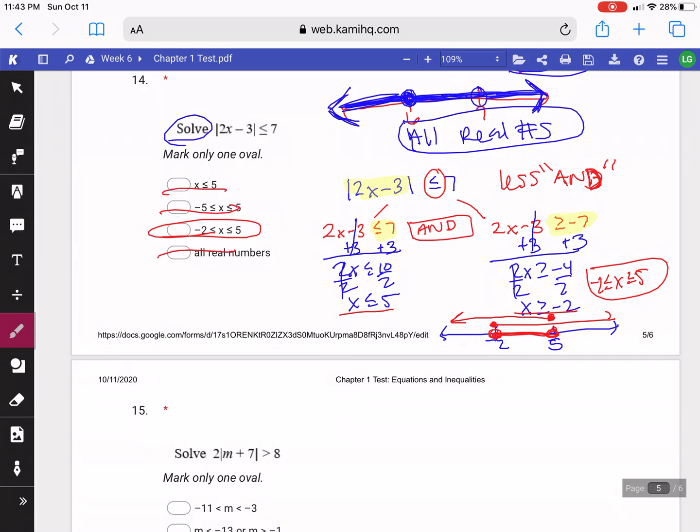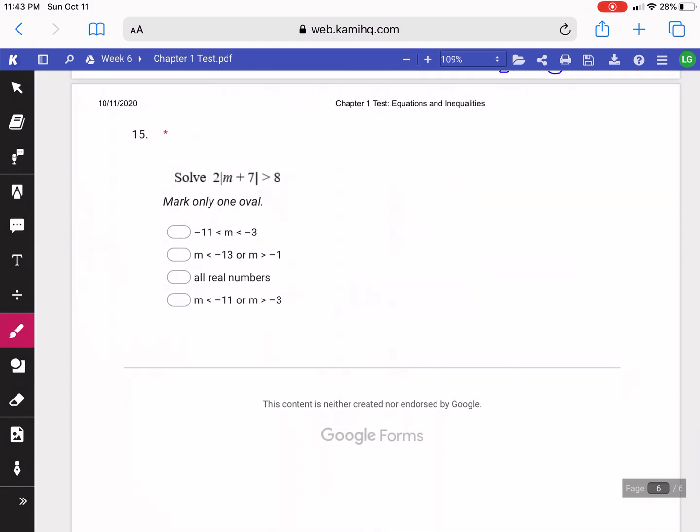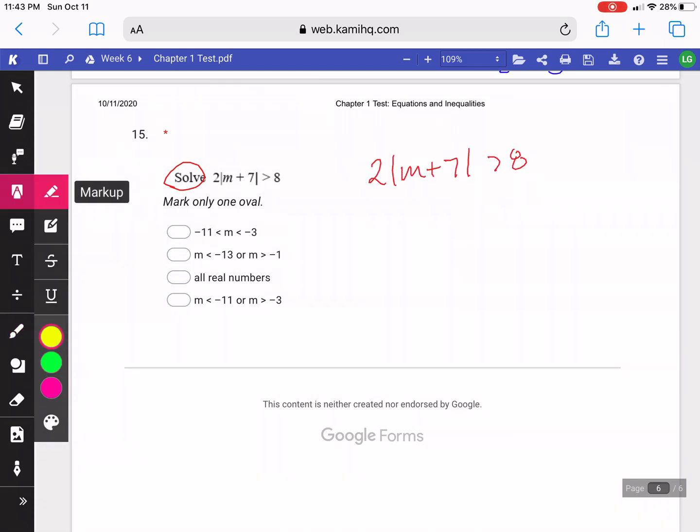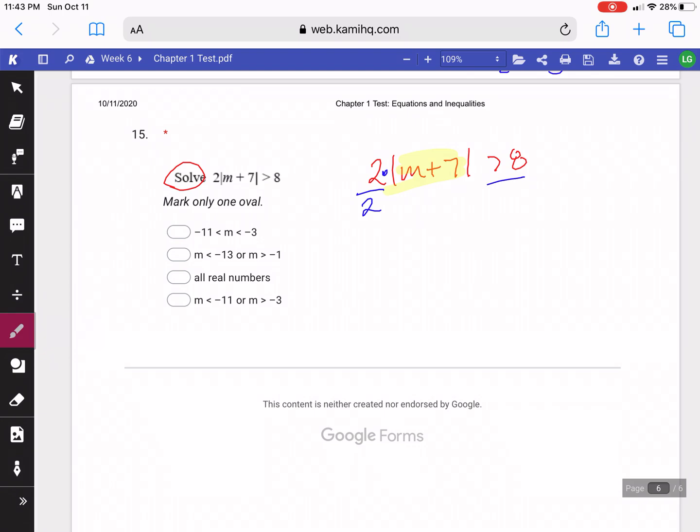Most of you did well on that problem, and then a lot of you needed help on this last problem. So this last problem we're solving. Remember, you want to isolate your absolute value first. Don't distribute. You have to get rid of the 2. So they're multiplying. We divide by 2.